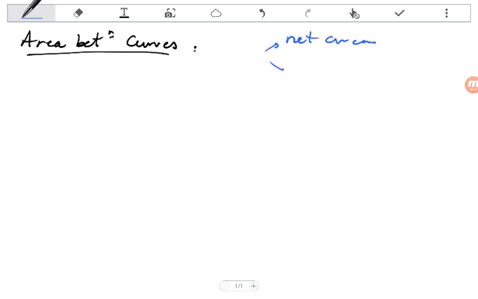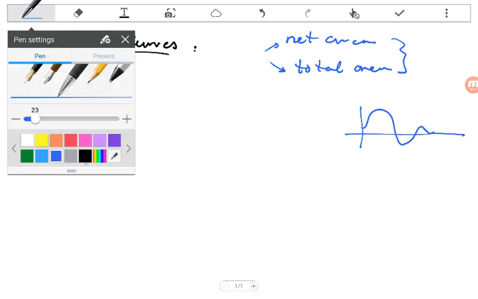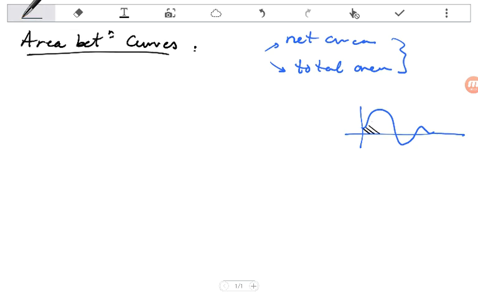and the total area. Yes, the net area and the total area. Both of these were the area between the function and the x-axis. Both were between the function and the x-axis. We are talking about this area.